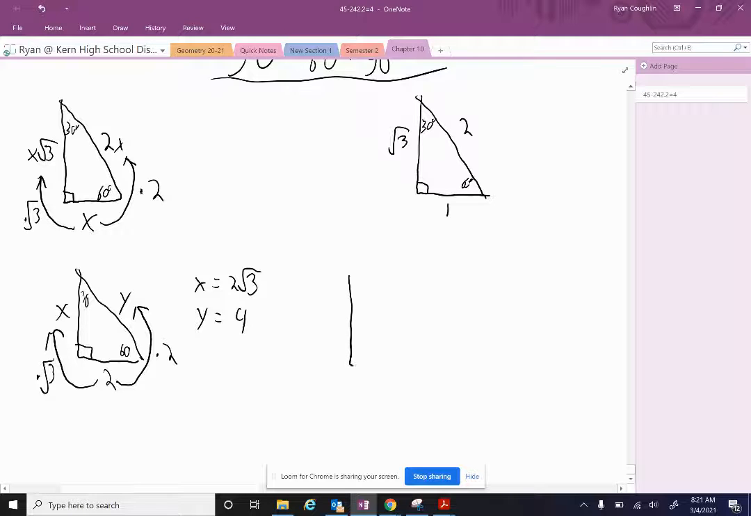Now, what if I have an example where I'm not given the short leg? Maybe I'm given this is 6, this is X, and this is Y, and I'm trying to find X and Y again. We'll say this is 90, this is 30, this is 60. It's kind of the same thing, but I'm going backwards. If I want to get back to the shortest leg from 2 back to 1, instead of multiplying, I would just divide by 2. So when I go from 6 to X, I do 6 divided by 2 equals 3. So X equals 3.